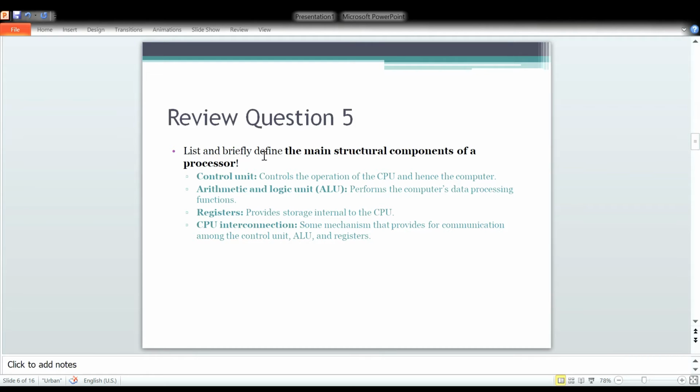The question number 5 will be, list and briefly define the main structural components of a processor, or of the CPU. The control unit controls the operation of the CPU and hence the computer. Arithmetic and logic unit, or we sometimes call it ALU, performs the computer's data processing function. Registers provide storage internal to the CPU. CPU interconnections, some mechanism that provides for communication among the control unit, ALU, and registers.